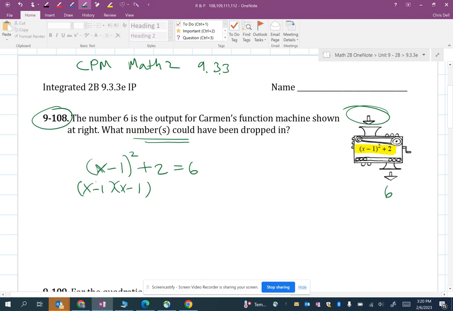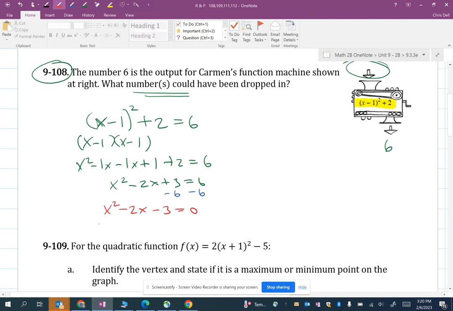First of all, squaring x minus 1 is x squared minus 2x plus 1, using the distributive property, and then I still have plus 2 equals 6. If I clean this up on this side, I have x squared minus 2x plus 3 equals 6. Then I've got to get it equal to 0 to solve for x, so I now have x squared minus 2x minus 3 equals 0.